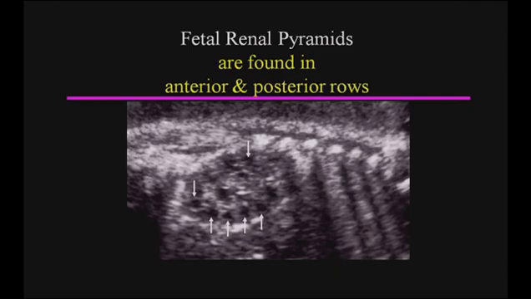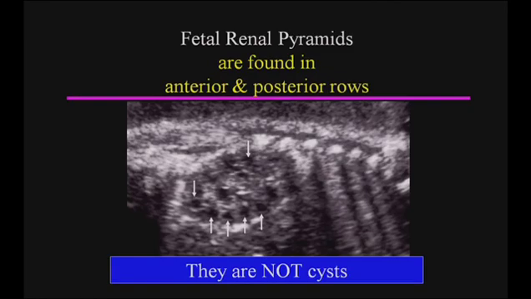At one point in my life, a number of patients were being sent to me for fear that they had fetuses with cysts within their kidneys. But if one sees these echopenic areas, and they're not purely echoless areas, and they're in anterior and/or posterior rows, one can state that they're renal pyramids, they're normal structures, and the child does not have cystic kidney disease. They are not cysts.